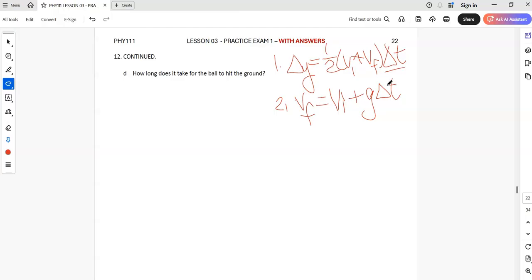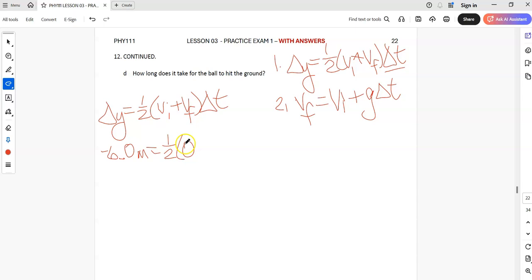But let's take a look. What would happen if you used formula 1? You plug this in, 1/2 times vi plus vf, times delta t. You plug in your numbers. You know that this is negative 6.0 meters equals 1/2 times our initial velocity, which is 0, plus our final velocity, which is a negative number, negative 10.84 meters per second, times our unknown time.